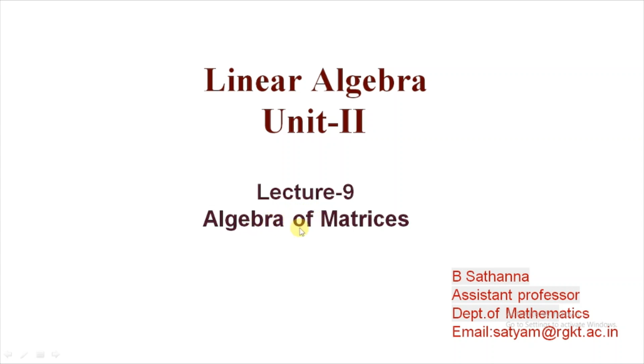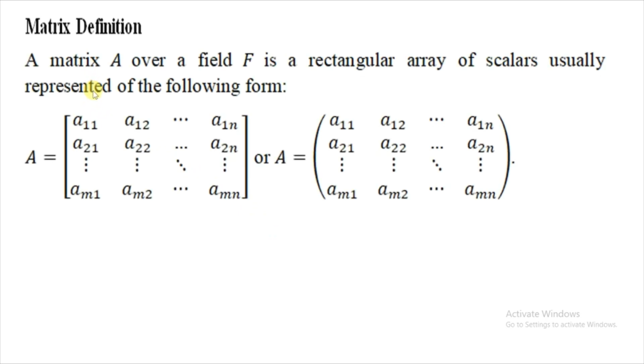Already you know the properties, algebra of matrices. We recall again. First, we define what is a matrix. The matrix definition. A matrix A over a field F is a rectangular array of scalars, usually represented in the following form. Generally, we are using matrix forms like this one, or like this one. This is a matrix representation.